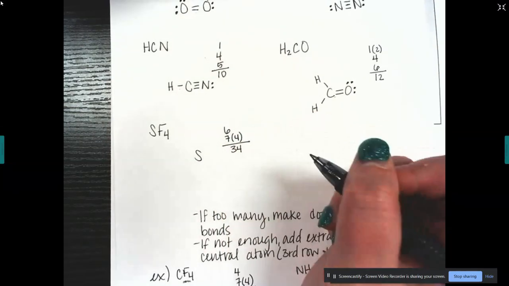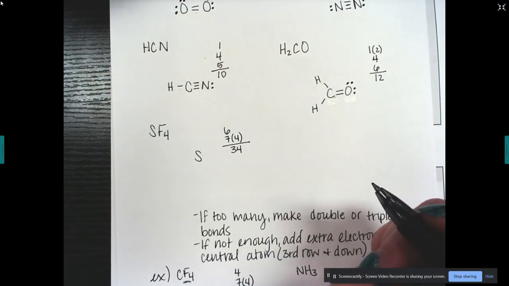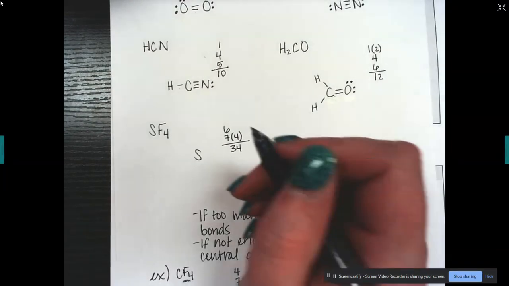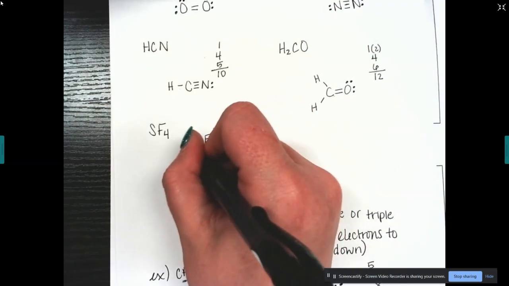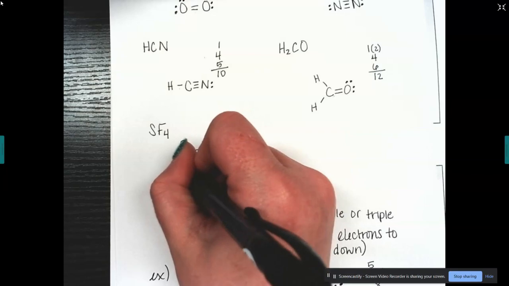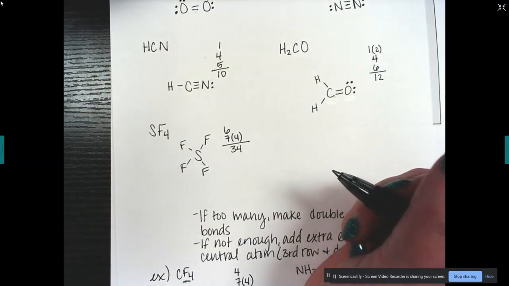34. Again, don't be ashamed if you have to punch that in a calculator. All right, so now we're going to add 4 fluorines to my sulfur. Wherever you want to add them's fine. That was terrible spacing. Anyway.